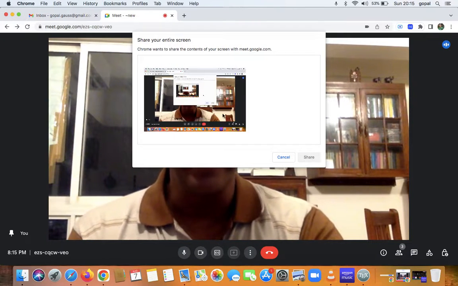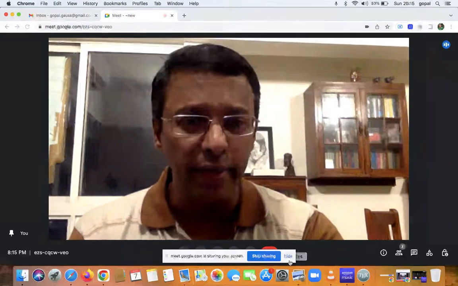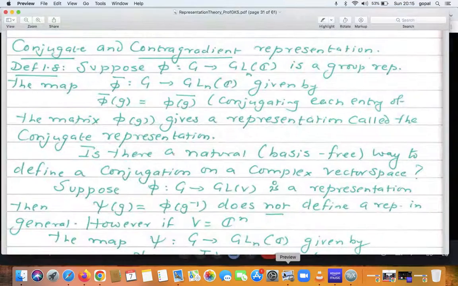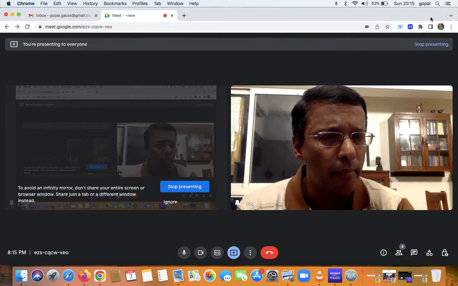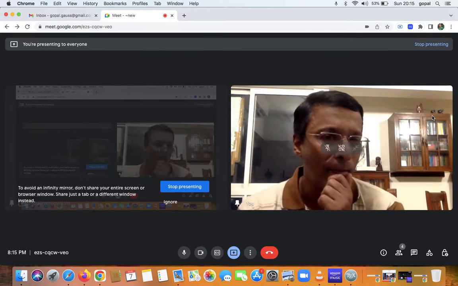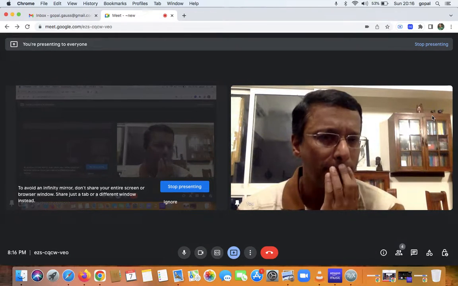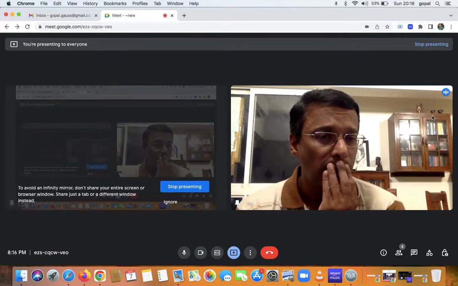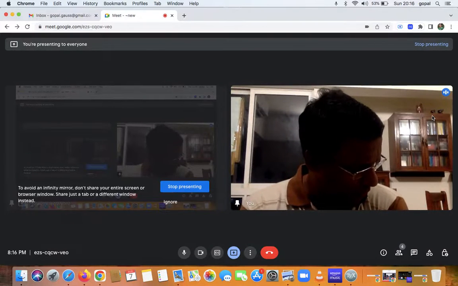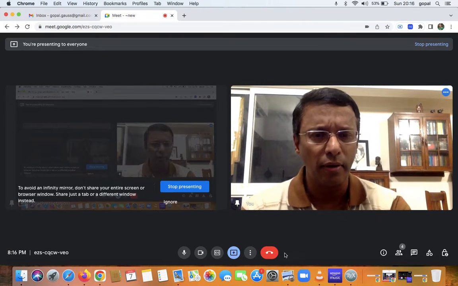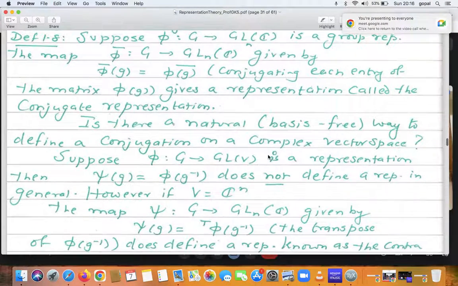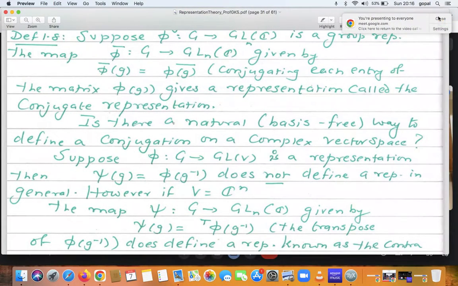Now we take the other one, the contragredient representation. What is the contragredient representation? But can't we do something similar? For example, in the case of vector bundles, if we have a complex vector bundle, then we can look at the corresponding conjugate bundle. How do we do that? I think we'll discuss that later. I don't think it is straightforward.